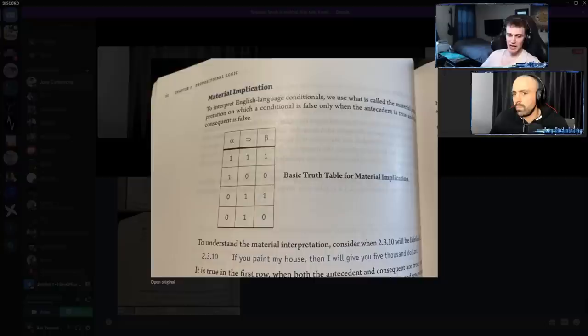Sure, yeah. Now the bottom two rows, you can see that we consider them true even though the antecedent is false. So that can seem a little weird, right? If you have a statement like, if Joey is alive, then the sun is bright, and say that you're dead, so it's not true that Joey is alive, and it is true that the sun is bright. We still say it's true that if Joey is alive, then the sun is bright.